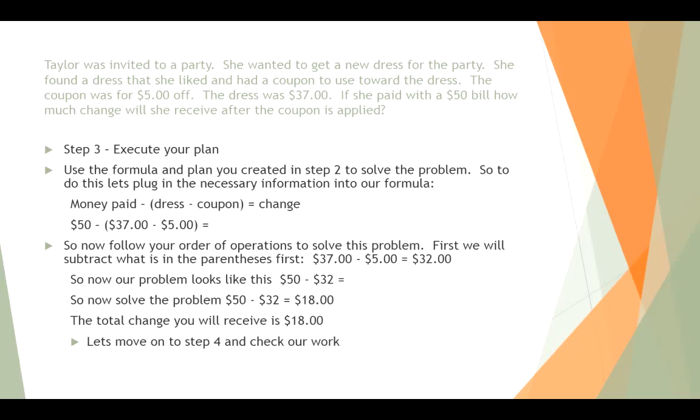So now our problem looks like this. $50 minus $32. Now we solve that. That equals $18. If we paid with a $50 bill, the dress after the coupon was applied is $32. The change that we will receive is $18. Let's move to step 4 and check our work.